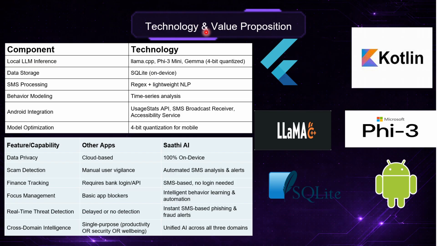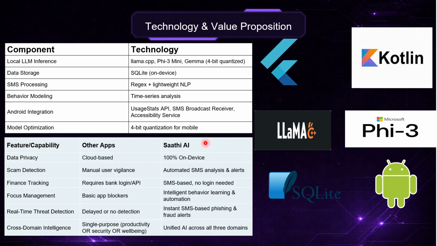Coming to the technology and the value proposition, the tech stack we'll be using is Flutter and Kotlin. We're also using a local LLM interface via Llama CPP, with a Phi-3 mini model or Gemma. Data storage is SQLite. For SMS processing we'll be using regex and a lightweight NLP model to process all your SMSs. The behavioral model uses time series analysis. We will be integrating with Android via the usage stats API and SMS broadcast receiver, so we'll be using the APIs to get all these particular details.